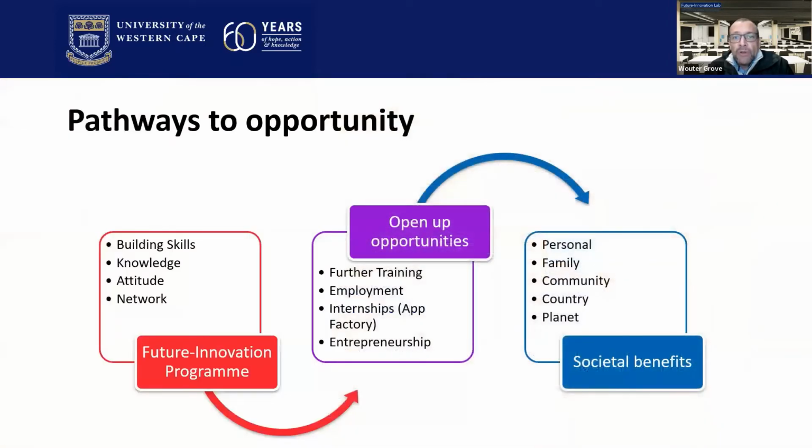So in short, the pathways to opportunity here looks at building skills, building knowledge, and building attitude, the normal definition of competence. But it's also about building network skills. How do you actually connect people and their knowledge, skills, and attitude to the network in industry? And through further employment training opportunities, internships, entrepreneurship stimulation, etc., we are aiming to impact their personal family environments, but also then obviously the larger benefits in terms of societal benefits.